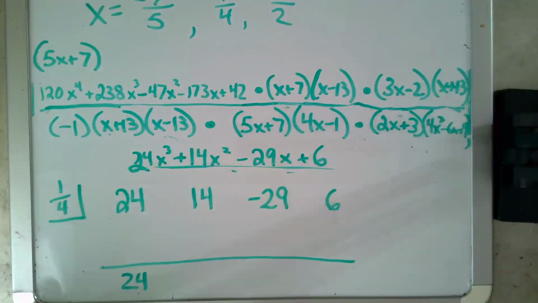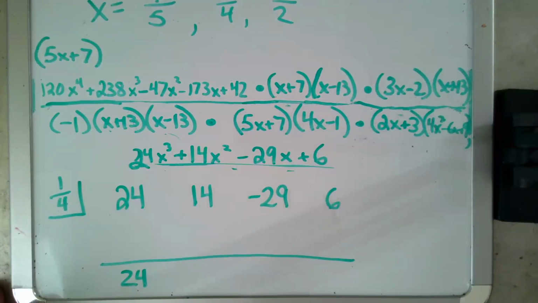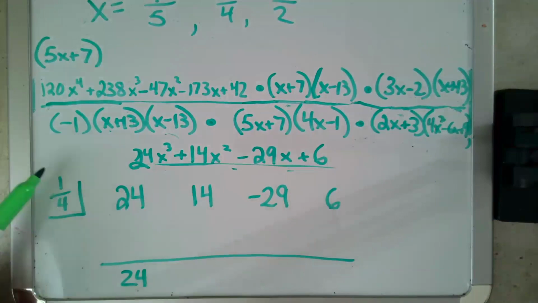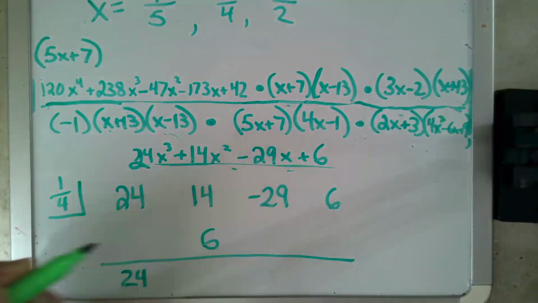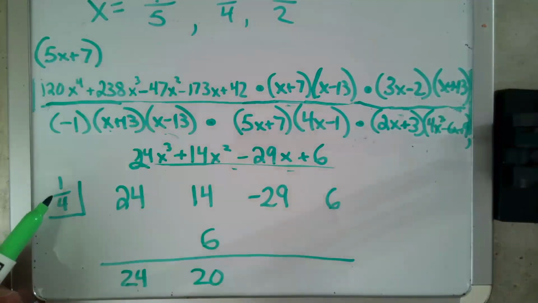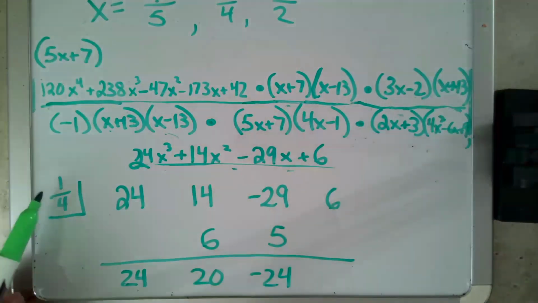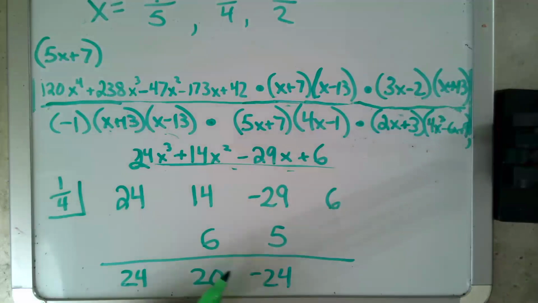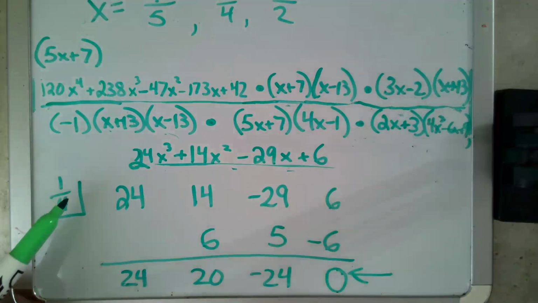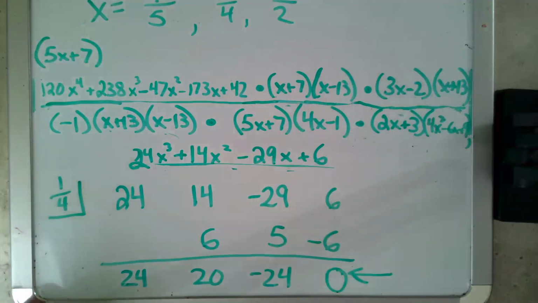Synthetic division is the opposite of polynomial long division. With polynomial long division, we multiplied, subtracted, multiplied, subtracted. With this, we're going to multiply, add, multiply, add. So 1/4 times 24, that's 6, and I add. 1/4 times 20, that's 5, and I add. 1/4 times negative 24, that's negative 6, and I add. And there's my magic 0, telling me that this, in fact, is a factor.